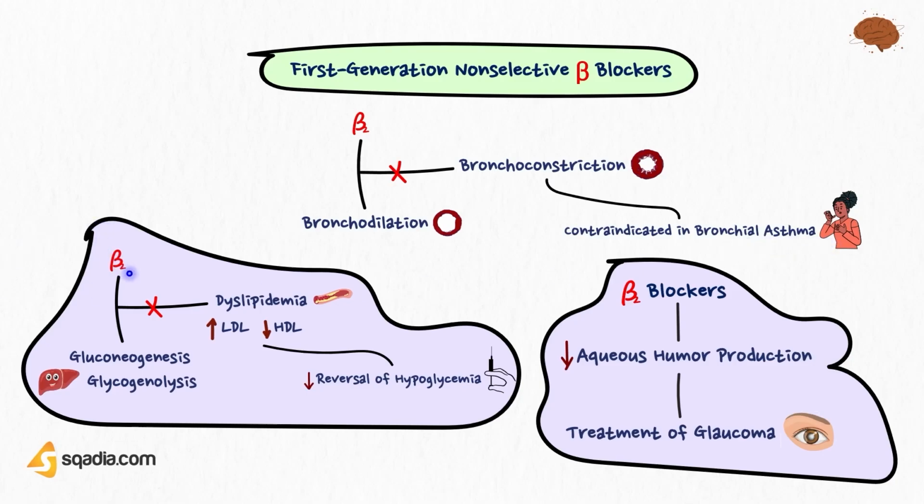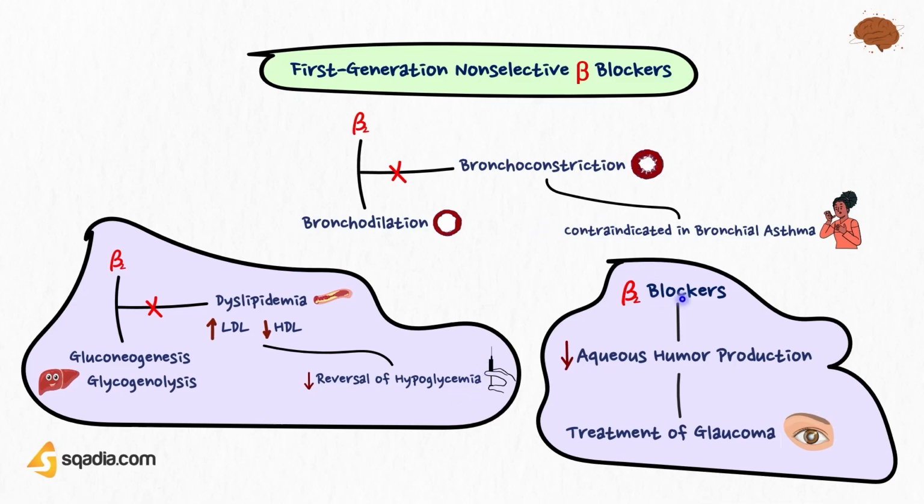Now, beta 2 receptors also increase gluconeogenesis and glycogenolysis. Blocking them would cause a carbohydrate metabolism problem and a lipid metabolism problem. The lipid metabolism problem is dyslipidemia, and the carbohydrate metabolism problem is the decreased chance of reversal of hypoglycemia in diabetic patients or patients taking oral hypoglycemic agents.